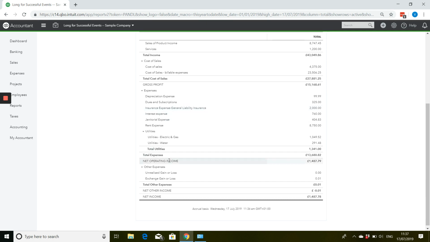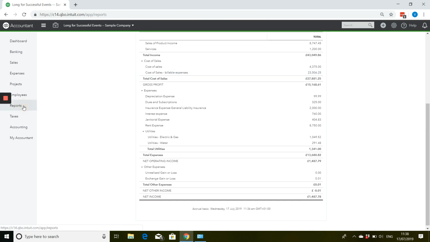So here we've got your net operating income. Now, if you are in multi-currency, you'll also have this line called exchange gain or loss. That's to do with how the exchange rate changes, and that's something that's calculated automatically. And then you have net income. So if you see that figure there, the 1487, that's the same figure that we had on the dashboard at the beginning.